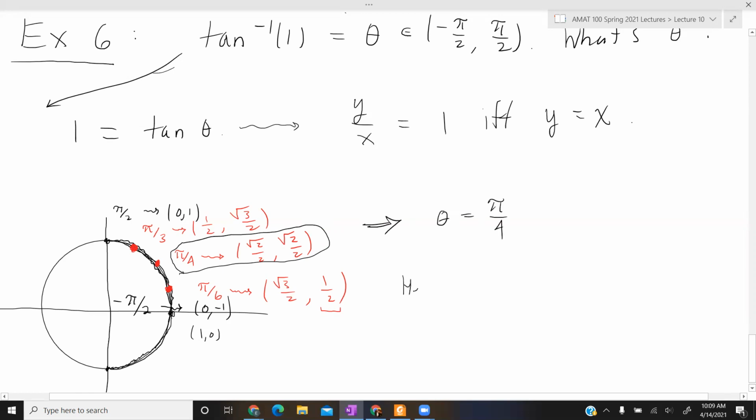And hence, tan inverse of 1 is equal to pi over 4.